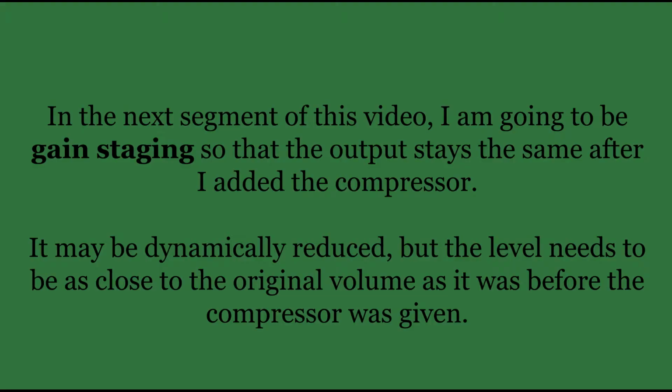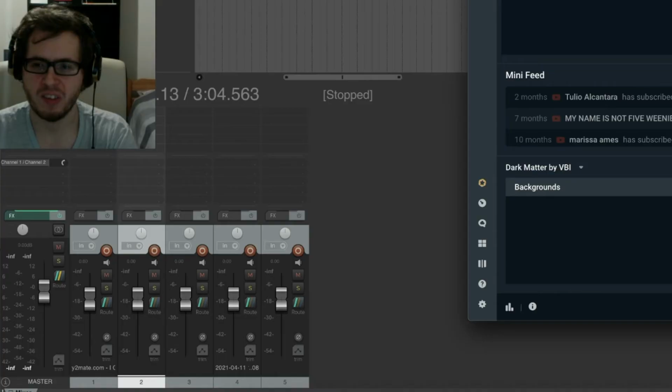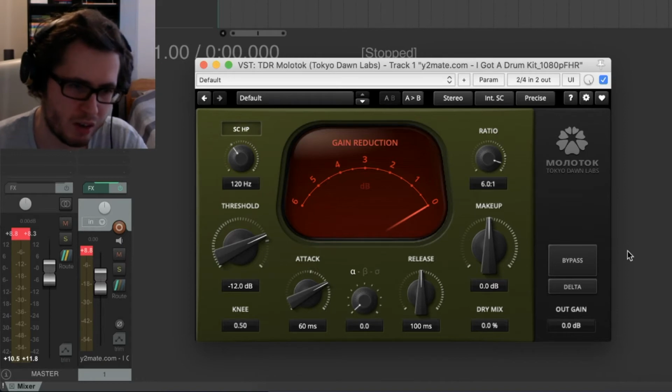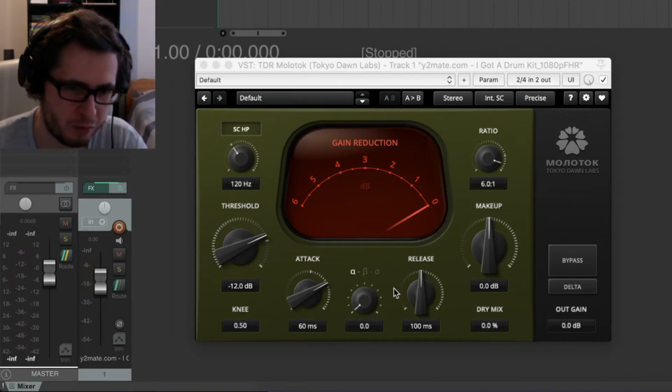Some of them will almost do 90% or almost all of it. One of the important aspects in a compressor that people always keep missing most of the time is making sure that they are gain staging properly. So not only are they reducing the dynamics, but making sure that the music remains the same volume as it was before the compressor. So let's gain stage the compressor so that the output is the same as it was before.